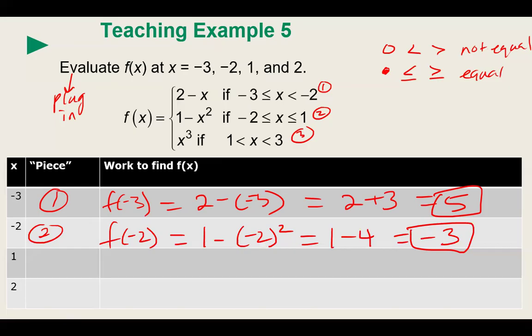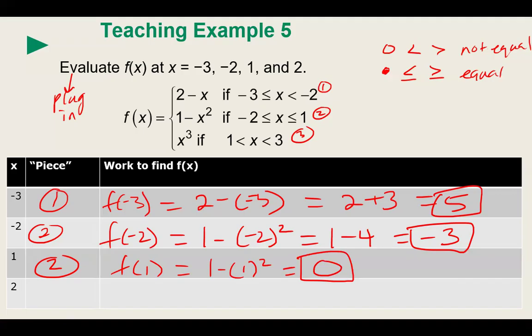Cool? All right. Our third x is 1. 1 falls on which interval? 2. Okay, it's on 2 because that's where I am equal to, right? On 3, I am just the lower bound. There's no equality right there. So we're going to plug that in to 2. So f of 1 equals 1 minus 1 squared, which is just 0.